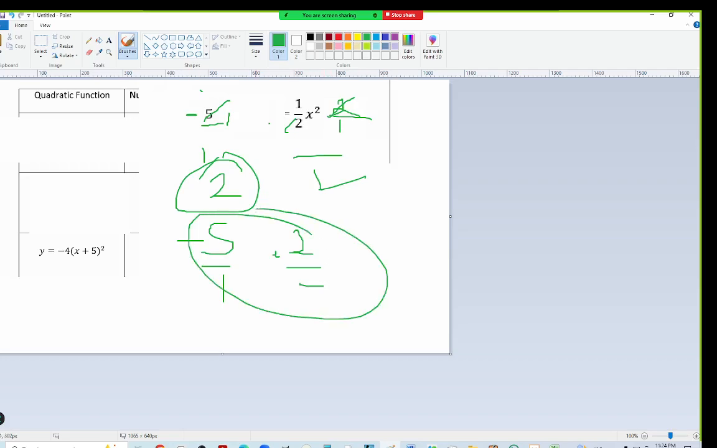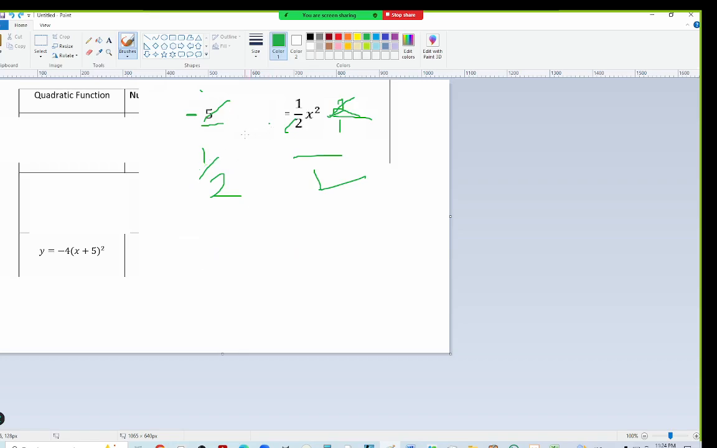But that's a lot of torture. Instead, I can just multiply by 2 over 1 over here. So I get this: x squared is equal to -10. Now, what's interesting about this?